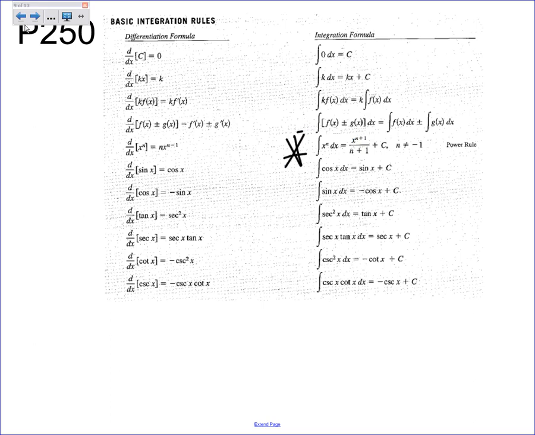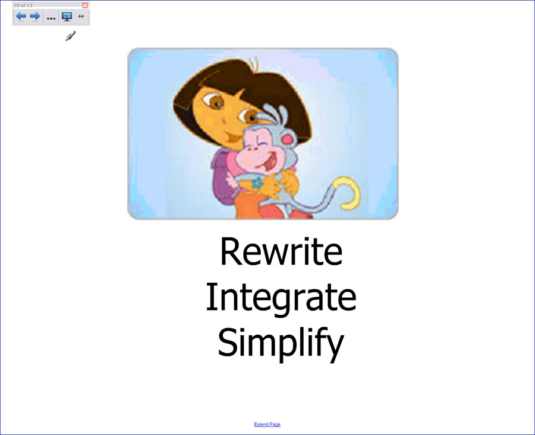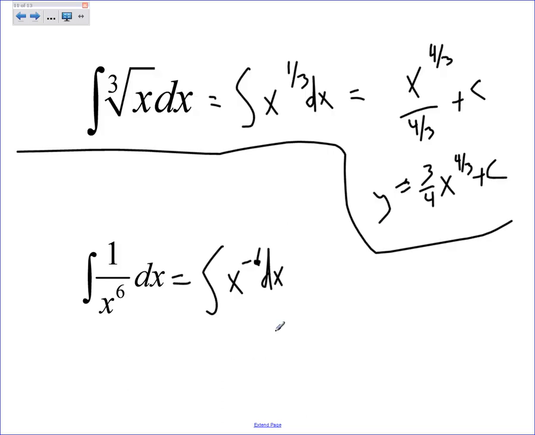Make that your new best friend. Sorry to all your old best friends, but you've got a new best friend now. Add 1 to the exponent. Add 1 to -6, I think I'm at -5. Divide by the new exponent, I'm at -5. Don't forget the constant. We need to put the constant in as soon as we get there. As soon as we take an antiderivative, we write the constant.